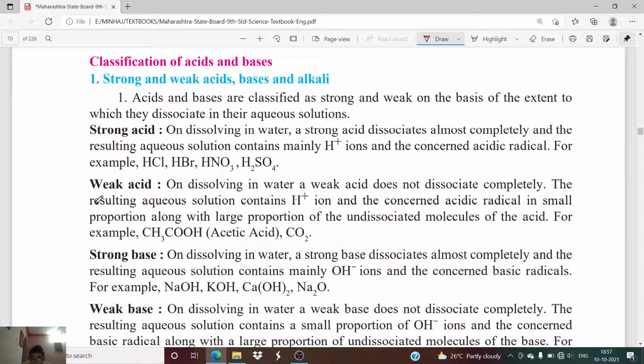On dissolving in water, a weak acid does not dissociate completely and the resulting aqueous solution contains H plus ion and the concerned acidic radical in small proportion.